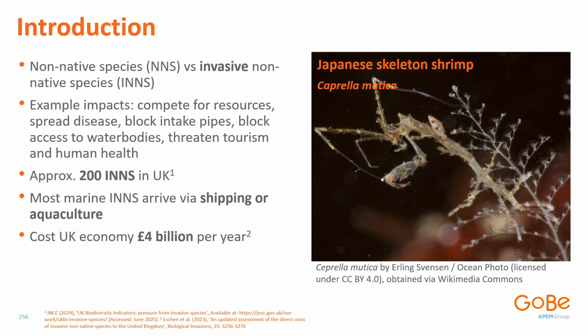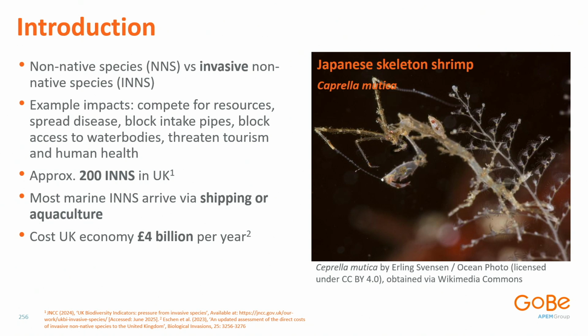Some of the impacts they have: they might compete for resources, so food and space, with native species. They might spread disease to native species. Some can get really numerous. They might block intake pipes to power stations and vessels. They might block access to water bodies, particularly when weeds block waterways wanted for recreation or fishers. They can threaten tourism, as piles of seaweed make beaches inaccessible, and potentially impact human health as well.